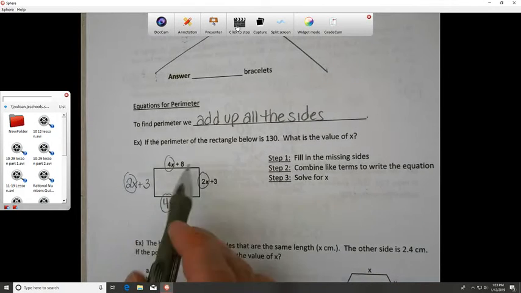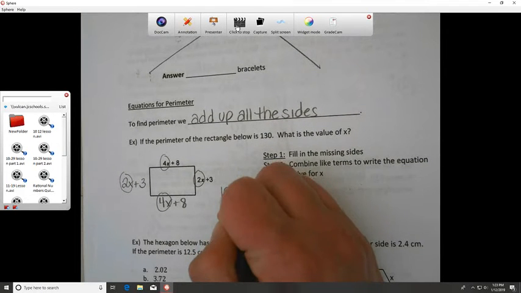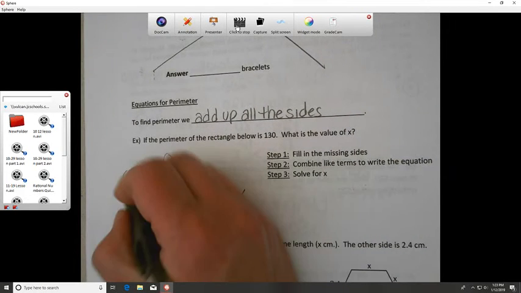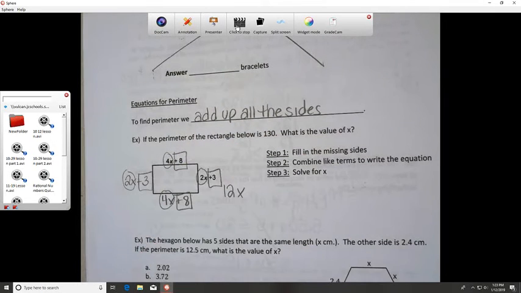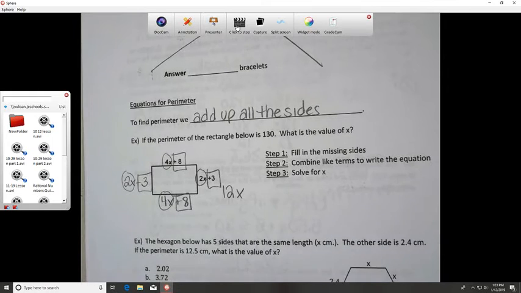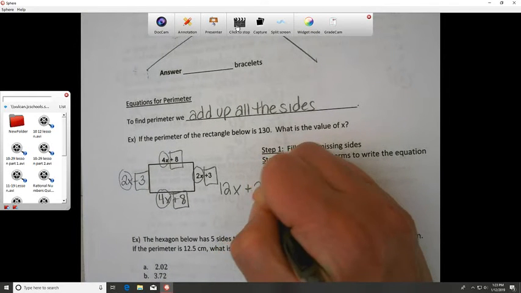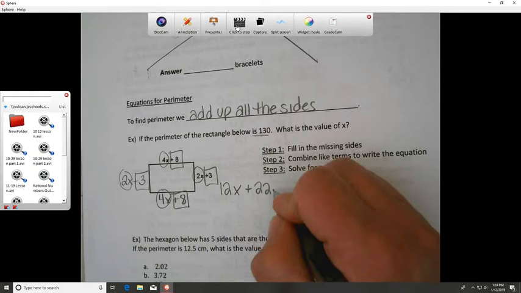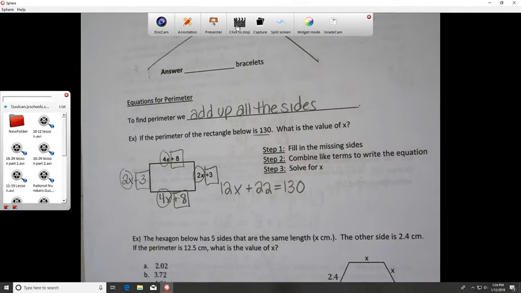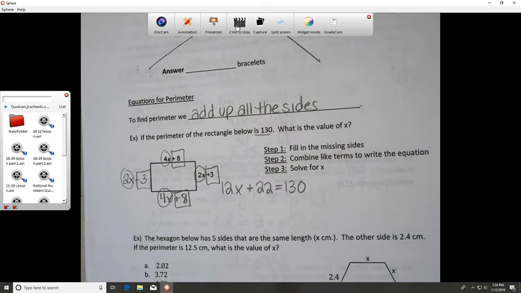If I add those x's together, that's going to give me 12x. And then I also have the 3, 8, 3, and 8. If I add those together, that's going to give me 22. And then it says up here that the perimeter is 130, so there's my equation. I'll stop there, have you solve that.